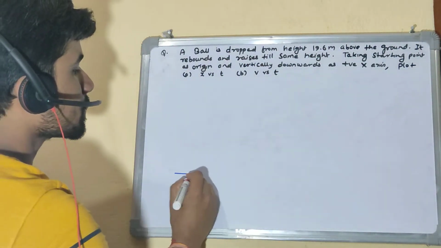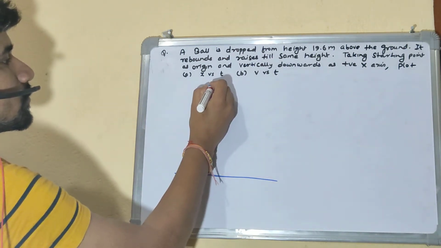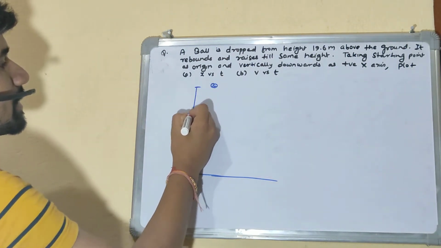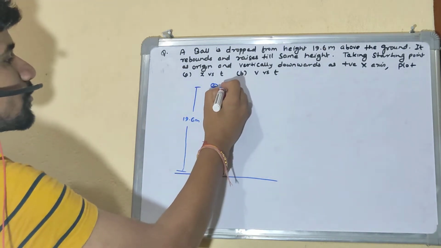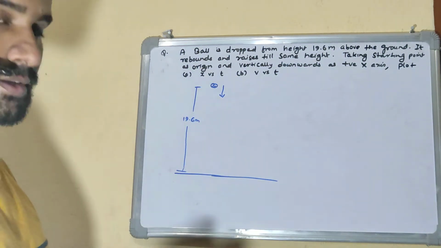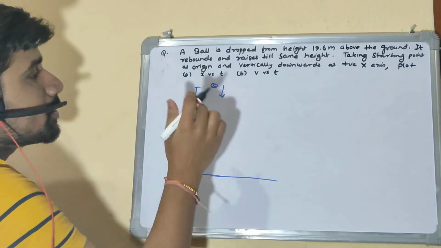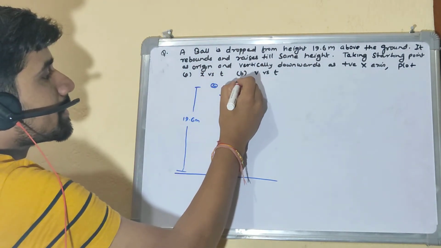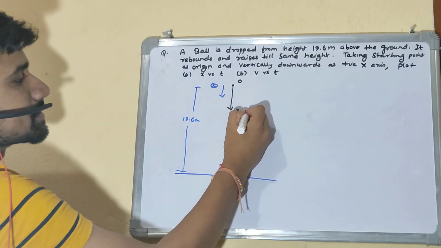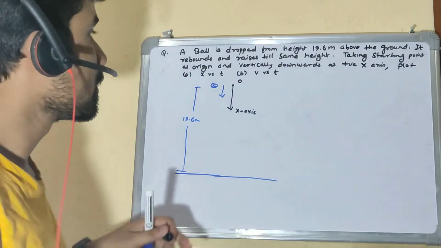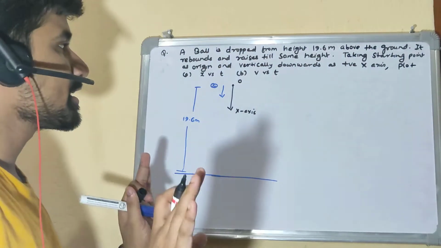So this is the surface of the ground, and from some height, which is 19.6 meters from this ground, a ball is dropped vertically downwards. We need to consider this point as the origin, and this as my x-axis for this particular problem. So from where we are dropping the ball is the origin, and vertically downward is the x-axis.